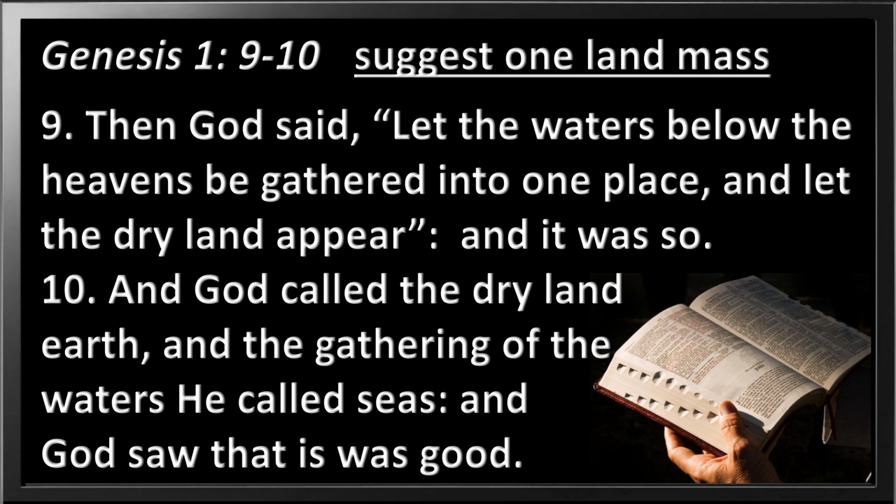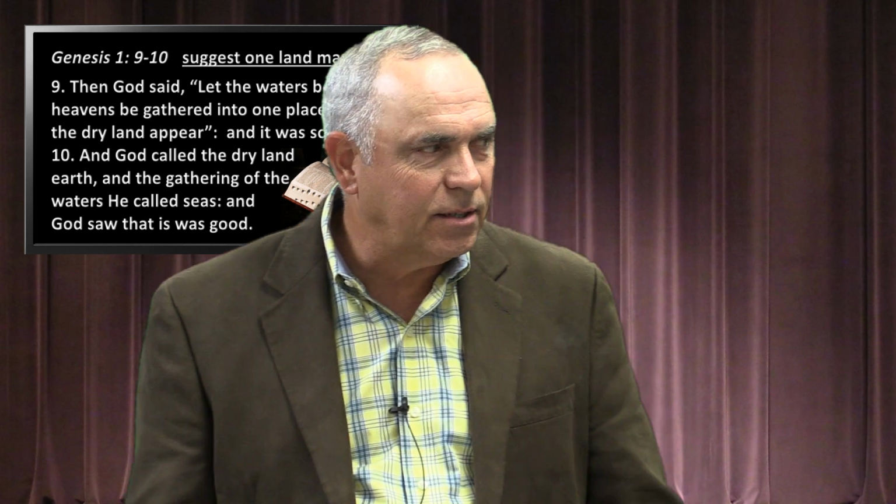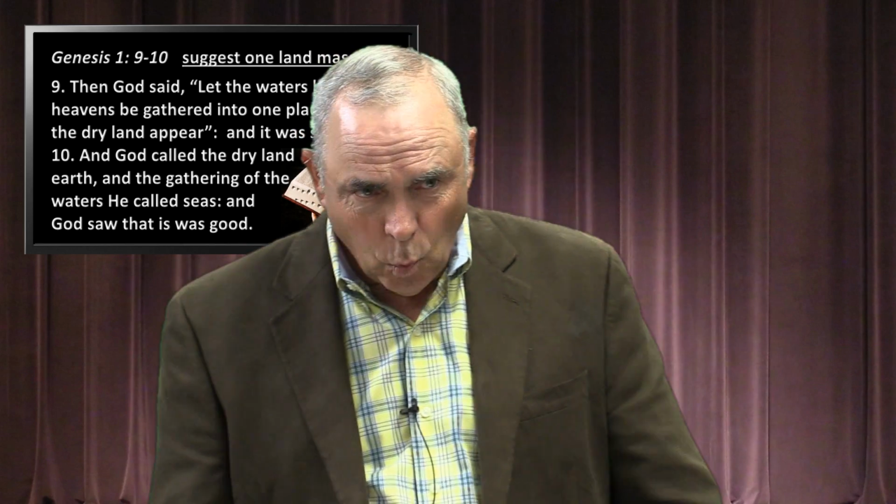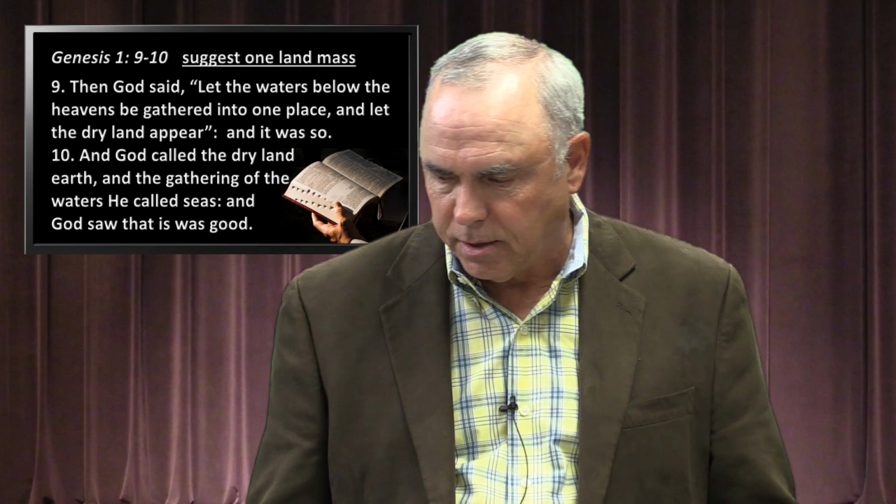Then God said, "Let the waters below the heavens be gathered into one place, and let dry land appear," and it was so. Maybe one big land mass. And God called the dry land earth, and the gatherings of the water he called seas, and God saw that this was good. So there is at least some implication that maybe there was at one time one gigantic land mass on earth.